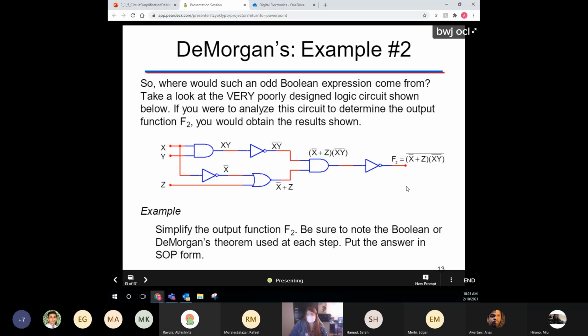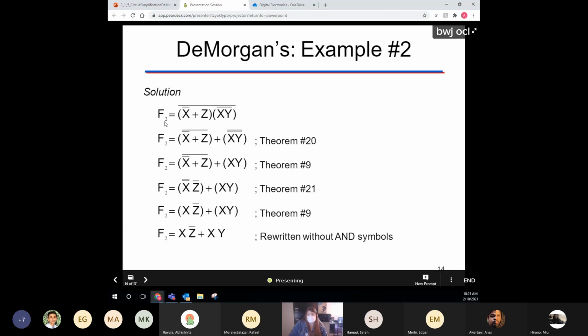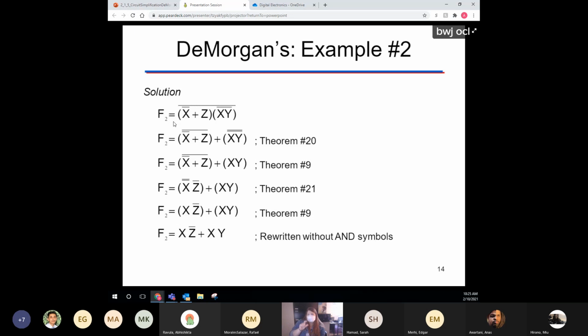So we're going to simplify this equation. You're going to write down f2 equals a large bar over the entire thing, parentheses not x plus z parentheses times parentheses not x times y.